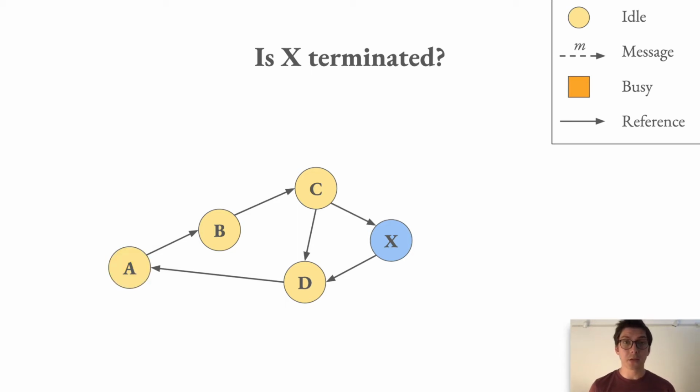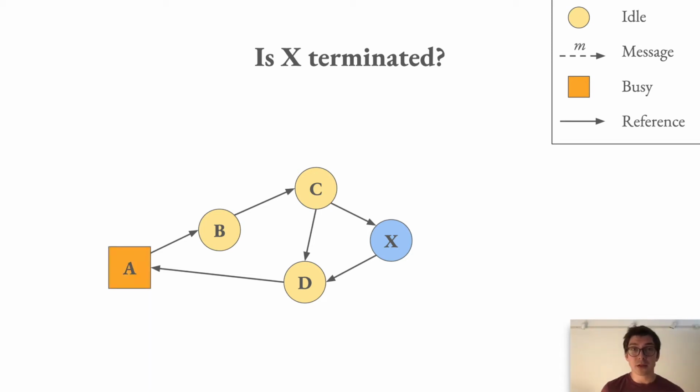Note that this is a type of terminated actor that you could actually detect using something like distributed reference counting. How about this case? Well, now there's a terminated actor C with a reference to X, but notice that it's blocked and so are all the other actors that are connected to it. So X is still terminated because every actor that could potentially send it a message is also blocked.